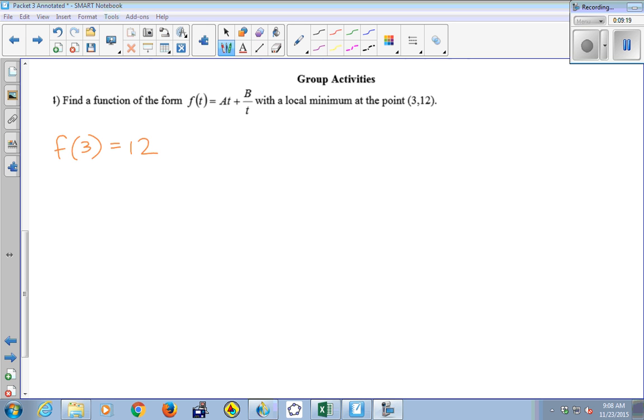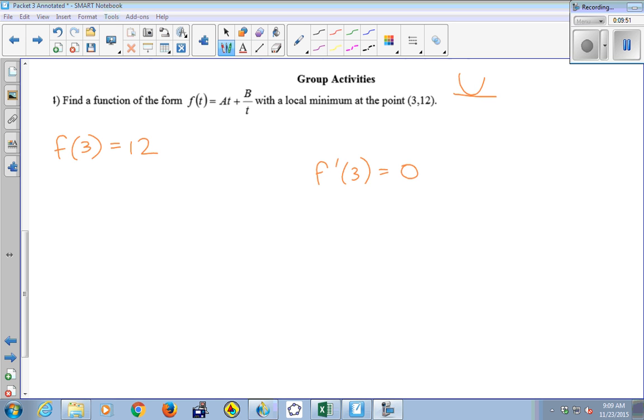And you know that (3, 12) is also a minimum point. And what is the slope of a tangent line at a minimum point? 0. A minimum point on a graph has a horizontal tangent line, which means that the derivative is 0 there. So that means that f prime of 3 has to be 0. So those are my 2 pieces of information. That's all I need, because I have 2 parameters to solve for here, a and b.